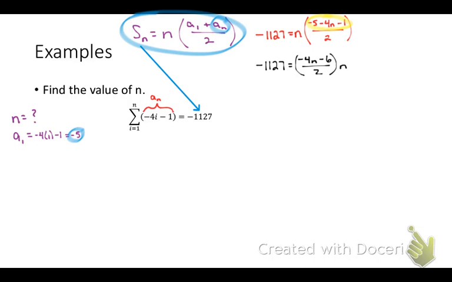Now, in this case, you have a couple different options because everything on top is divisible by 2. That's not always going to be the case. Okay, the one thing I want to get rid of, though, is the n, or I really just need to distribute the n to everything inside here. So then whenever I do that, I have negative 1127 equal to negative 4n squared minus 6n all over 2.